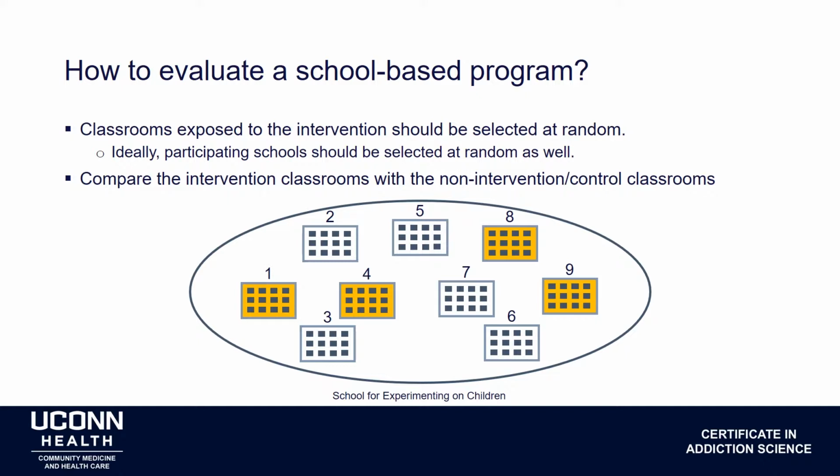Now, ideally, the schools where these students are located would be selected at random as well. Practically speaking, that doesn't really happen because you have to get agreement from principals and teachers and superintendents and basically all the hierarchy within a school system. But ideally, that should happen. At the very least, the classrooms, the students who are exposed to the intervention, should be selected at random. There should be no other way to design your groups.